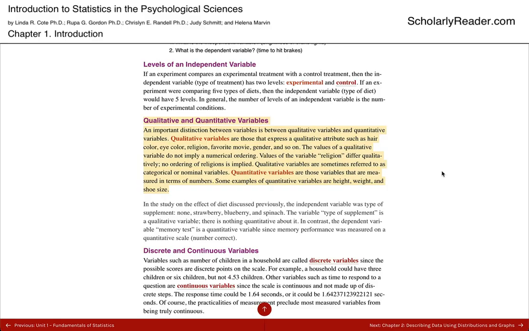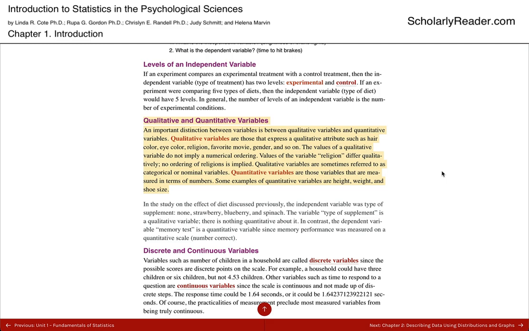Qualitative and quantitative variables. An important distinction between variables is between qualitative variables and quantitative variables. Qualitative variables are those that express a qualitative attribute such as hair color, eye color, religion, favorite movie, gender, and so on. The values of a qualitative variable do not imply a numerical ordering. Values of the variable religion differ qualitatively. No ordering of religions is implied. Qualitative variables are sometimes referred to as categorical or nominal variables.